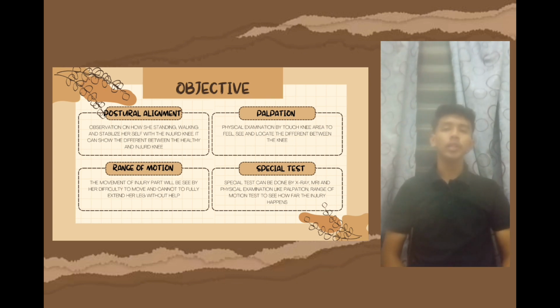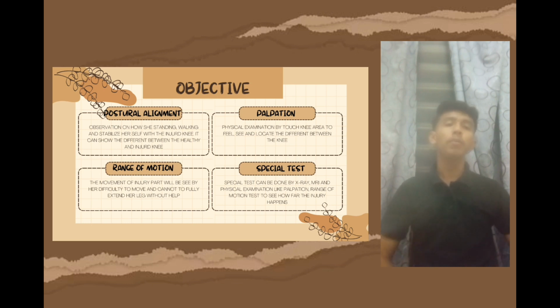The first one is postural alignment. This is observation of how she is standing, walking, and stabilizing herself with the injured knee. It can show the difference between the healthy and the injured knee. The next one is range of motion, where the movement of the injured part will be seen by her difficulty to move and that she cannot fully extend her leg without help.